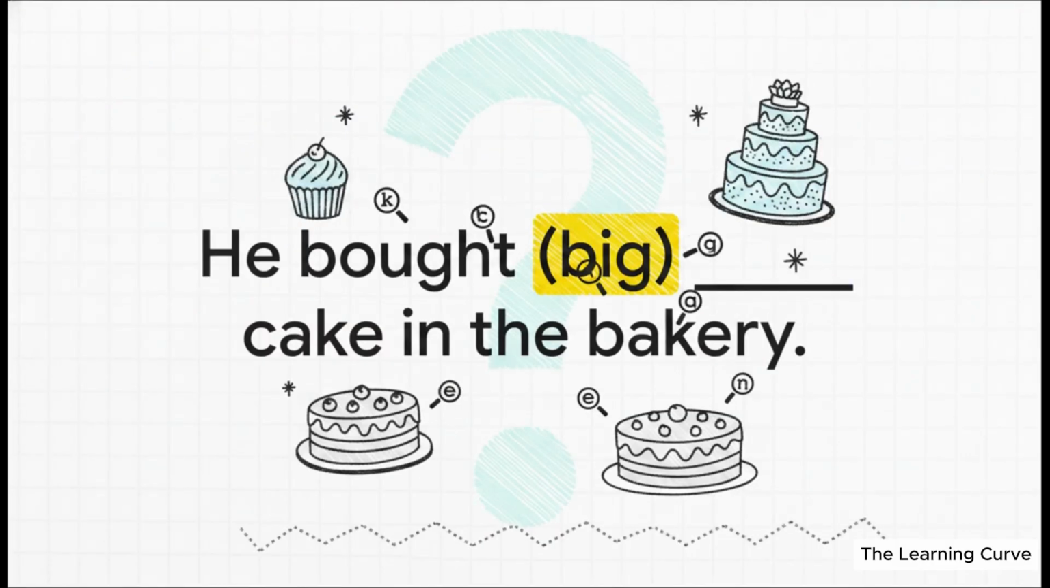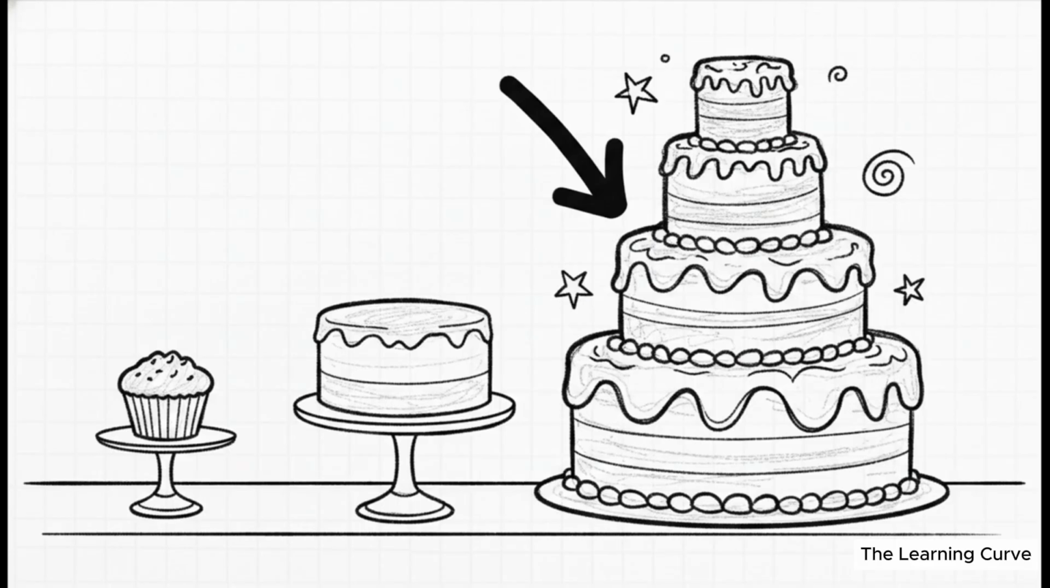Okay, let's turn up the heat just a bit. Here's your next challenge. He bought the blank cake in the bakery, and your root word this time is big. Remember that tricky CVC spelling pattern we just talked about? The answer is the biggest. He bought the biggest cake in the bakery. Because big follows that consonant-vowel-consonant rule, we absolutely have to double that G. Great attention to detail if you caught that.